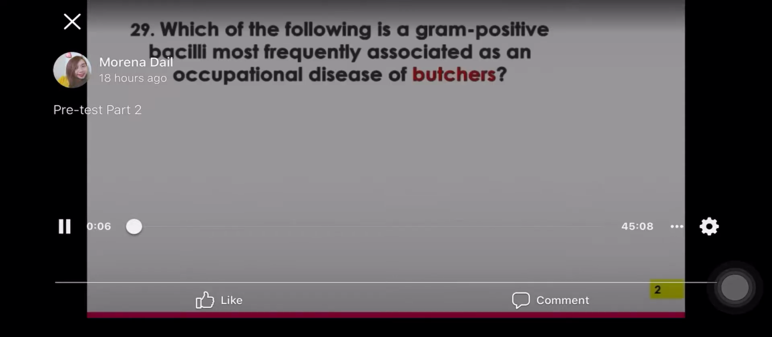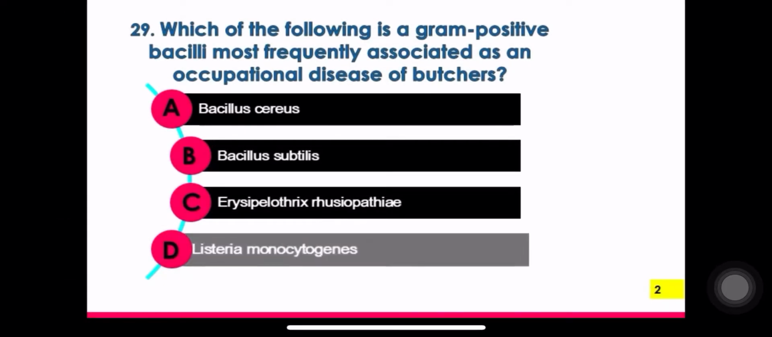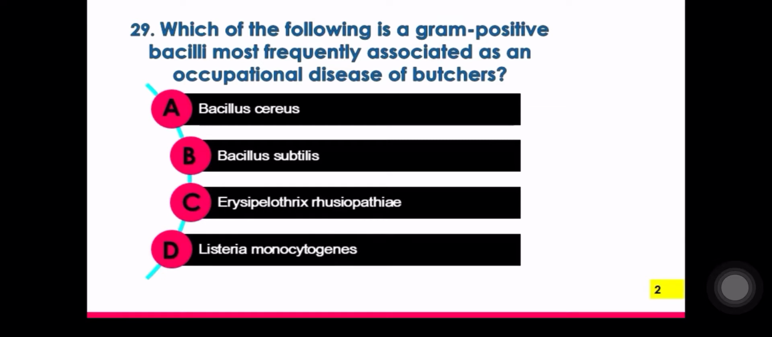Next, for number 29, which of the following is a gram-positive bacilli most frequently associated as an occupational disease of butchers? Please highlight butchers. Is it A. Bacillus cereus, B. Bacillus subtilis, C. Erysipelothrix rhusiopathiae, or D. Listeria monocytogenes? Again, butchers, it causes butcher's disease.